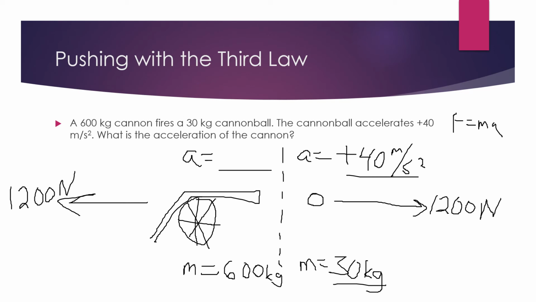Oh. You can just F=ma again. This is easy. 1,200 divided by 600 is negative 2. Wait a minute, Bazooka. I thought 1,200 divided by 600 is positive 2. Direction. Look at the direction. That's it.